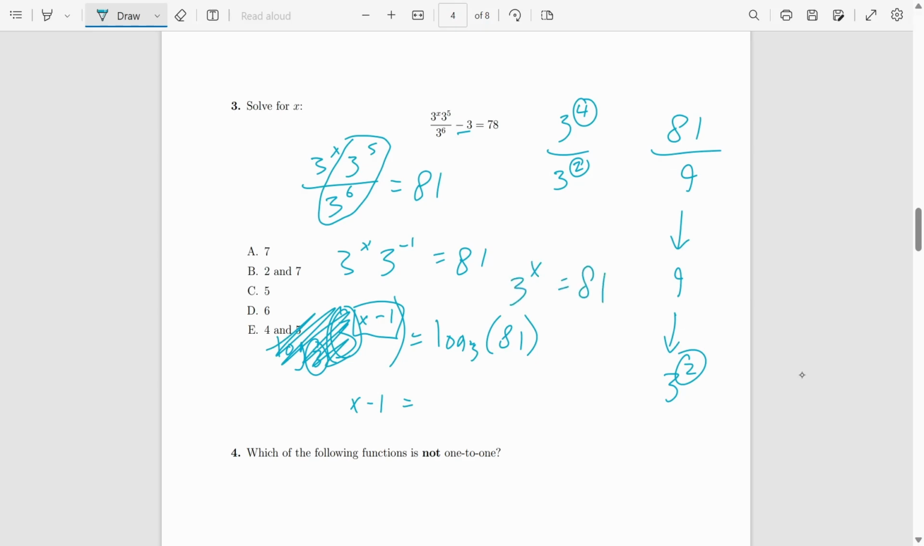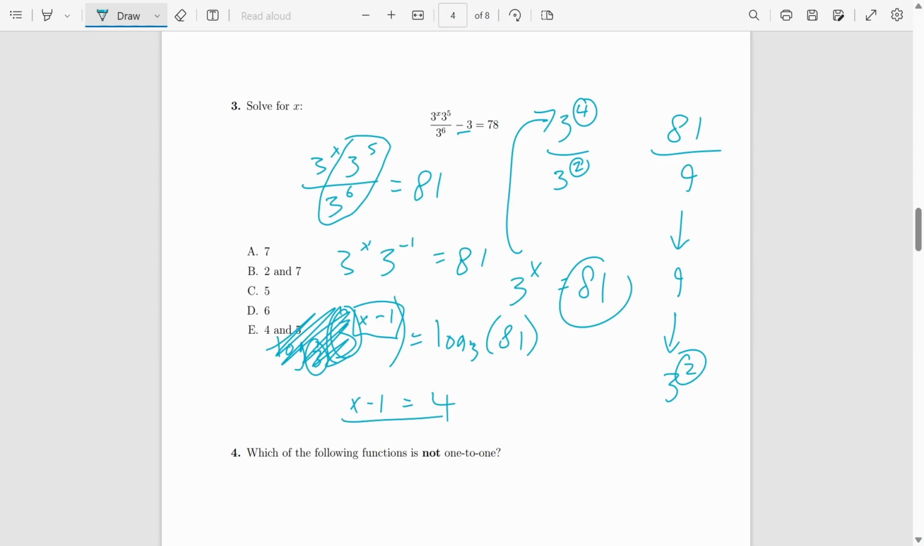You can manually find this, or if you're just intuitive with your exponents, you'll know that the answer is 4. If you do 3 times 3 times 3 times 3, so 3 times itself 4 times, you end up getting 81. We actually just found it up here, but hopefully you're good with your exponents.